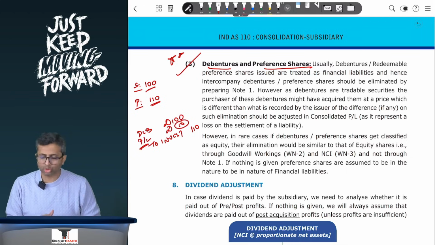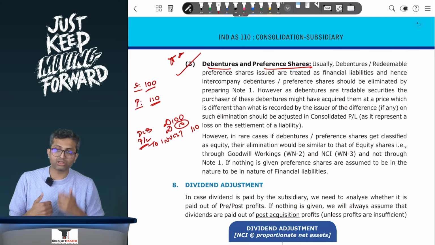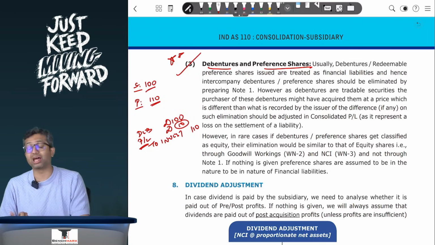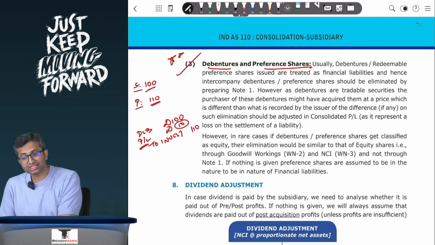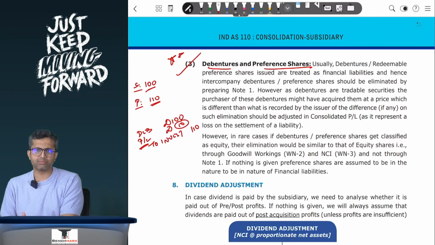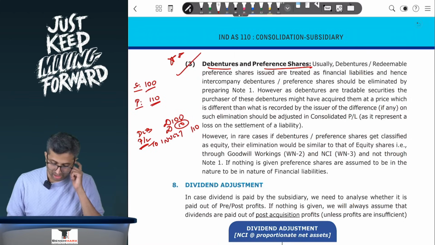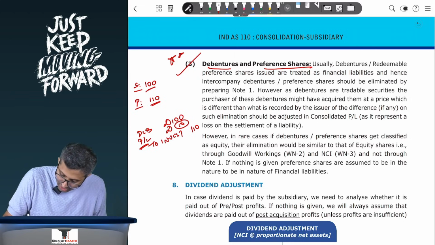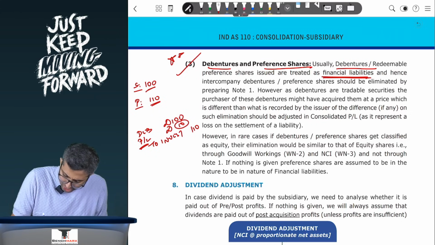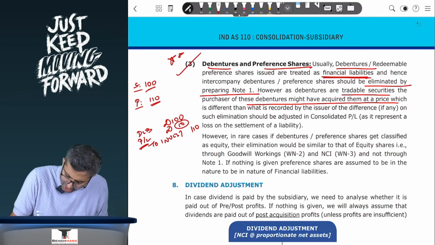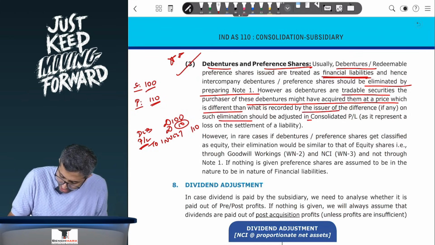It will not impact the goodwill, because debentures and, even under financial instruments, preference shares are largely treated as liabilities. So when you take this additional 10, this is payment towards a liability, and any excess payment toward a liability will go to the P&L account. Debentures or redeemable preference shares are financial liabilities. They should be eliminated by preparing a note 1. Debentures are tradable. The purchaser of these debentures might have acquired them at a price which is different from that recorded by the issuer. Such elimination should be adjusted in the consolidated P&L.